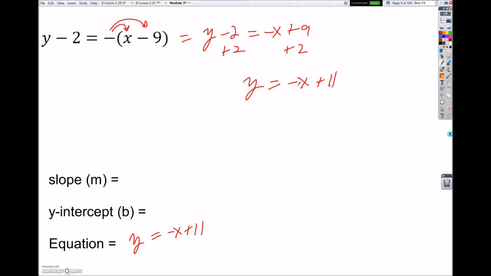And to find the slope, it's a tad tricky because there's no visible coefficient of x, but there is an invisible 1 in front of that x. So while in simplified form you don't need that negative 1, we just want you to know that it's there. So my slope is negative 1, and my b value is just my constant, what I am adding or subtracting. In this case, it is 11.